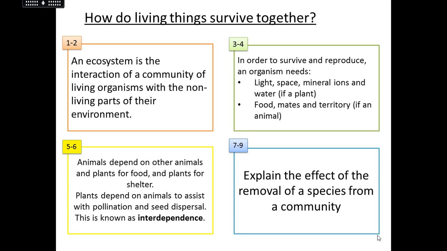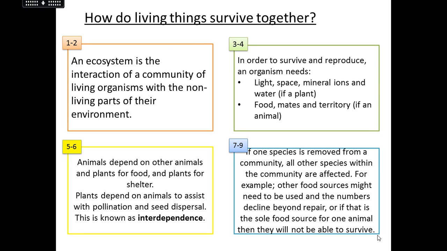For grade 7 to 9, explaining the effect of the removal of a species from a community. So we were talking about a food web. So if one species gets removed from the community, everything will be affected within that community. So, for example, other food sources might need to be found and used, and therefore those numbers go so low those organisms can't reproduce anymore, so those numbers decline beyond repair. Great sentence there. And if that is the sole food source for one animal, then they won't be able to survive. However, obviously, if they've got another one, then that will be sort of maxed out, if you like. So a huge impact could be had.